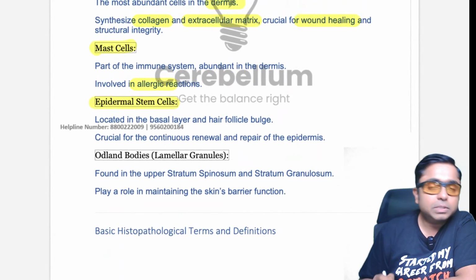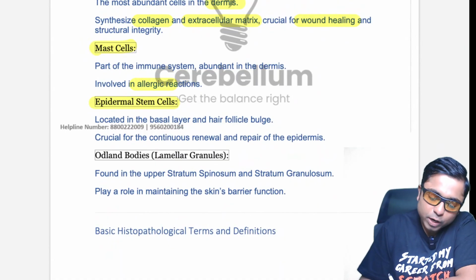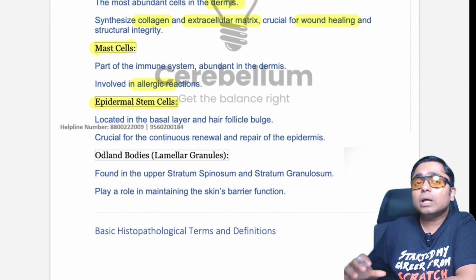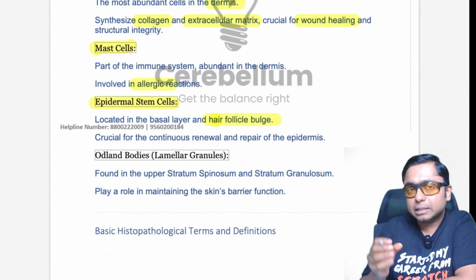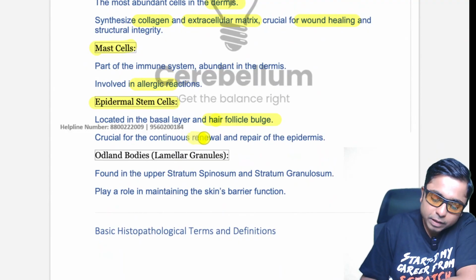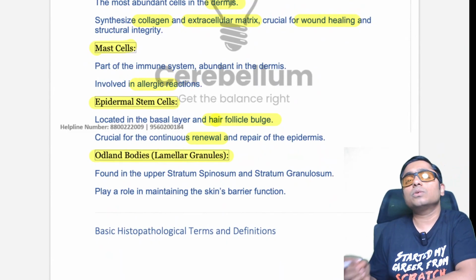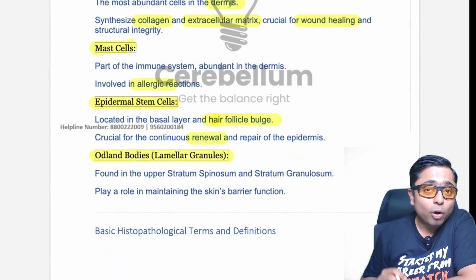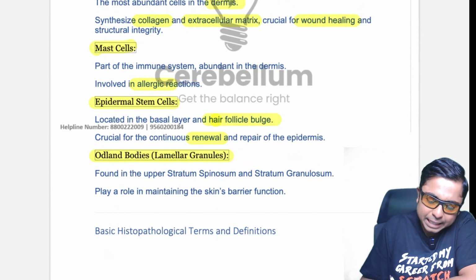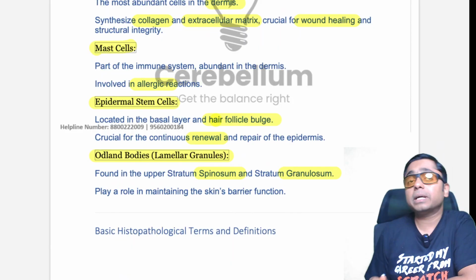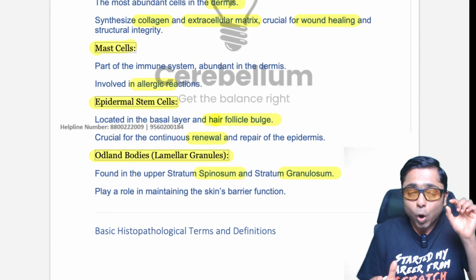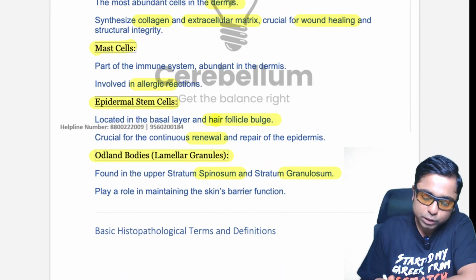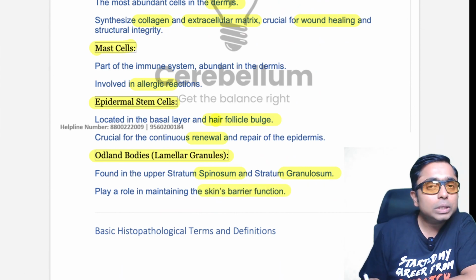Next are epidermal stem cells. Remember, in the skin we have stem cells which produce all the other cells. They are present mainly in the hair follicle bulge area. This point is very important, and they are crucial for continuous renewal and repair of the epidermis. Next, you have to remember certain bodies. What are those bodies? Odland bodies. These are also called lamellar granules, and they are present in the stratum spinosum and also in the stratum granulosum. They are very important in the stratum granulosum, but they can also be seen in the upper layers of the stratum spinosum, and they play an important role in the skin barrier function.